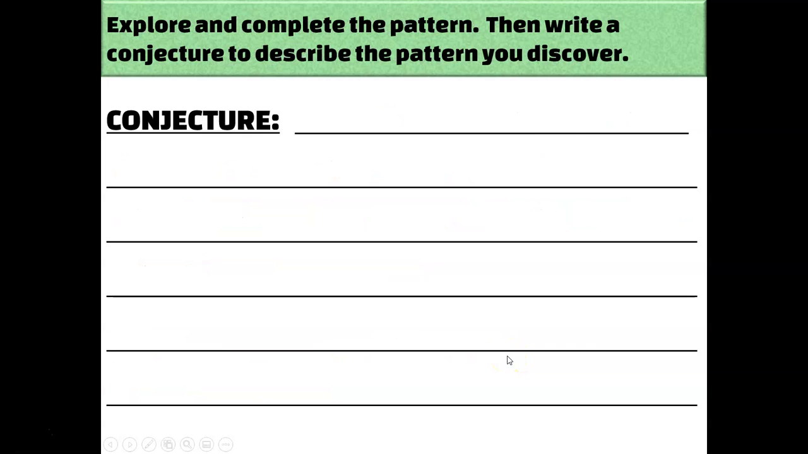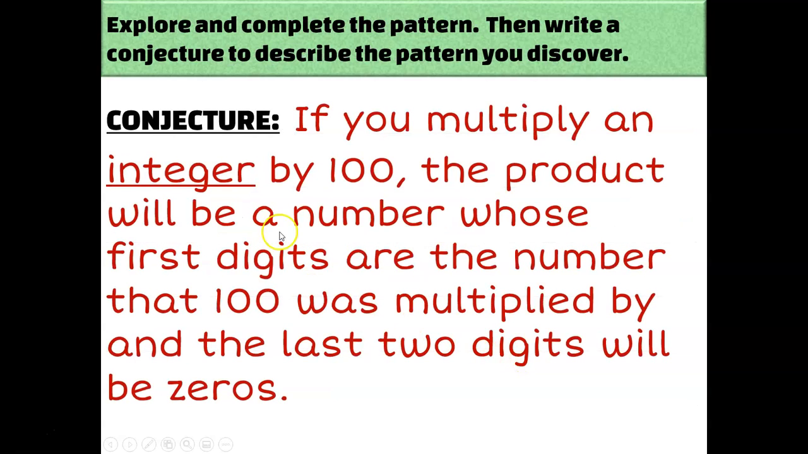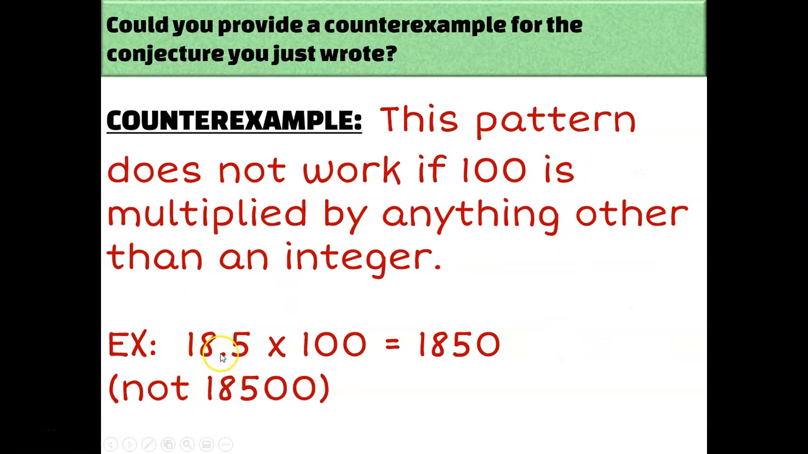So I'm going to reword my conjecture to say if you multiply an integer by 100. Integer is a really good word to know if you don't already know it. Integer is the fancy math way of saying a pretty number. Integers are things that don't have a fraction component or a decimal component. So 18.5, for example, is not an integer because it has a decimal component.